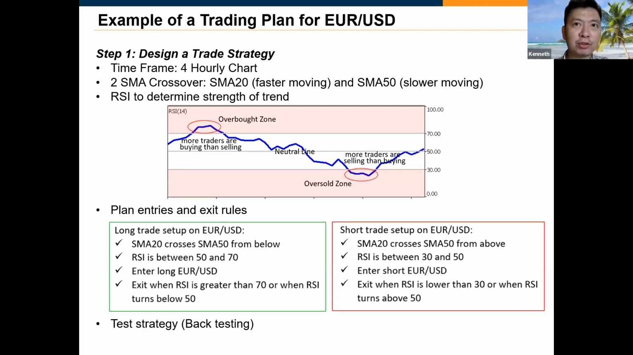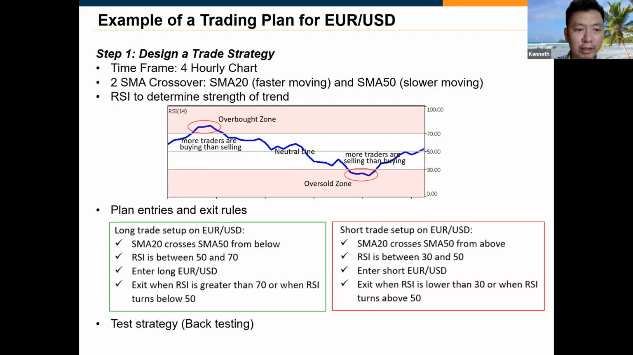There are 4 main zones on the RSI, as you can see in the picture. Levels above 70 indicate that the contract has been overbought, while levels below 30 indicate the contract has been oversold. Level 50 is the neutral line. Between 50 and 70 indicates that the market has more traders buying than selling, and we call this the buy zone, while RSI between 30 and 50 is the sell zone. Now, the plan for entries and exit is simple.